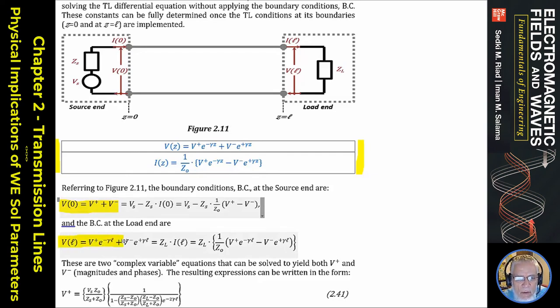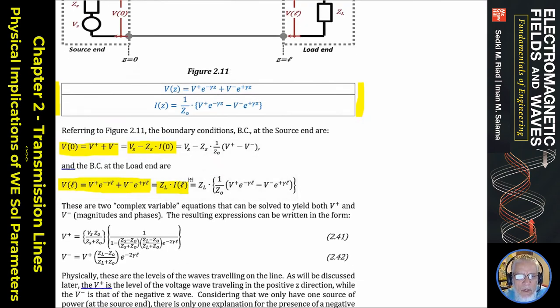And V of L is equal to what? Look at this now. V plus e to the minus gamma L plus V minus e to the plus gamma L. Now, if I look at the KVL around this loop here, this voltage V of zero is equal to Vs minus I of zero times Zs. At the load end, V of L is equal to IL times ZL. If I play the game and reduce all these equations together, I can solve these equations simultaneously and get V plus and V minus.